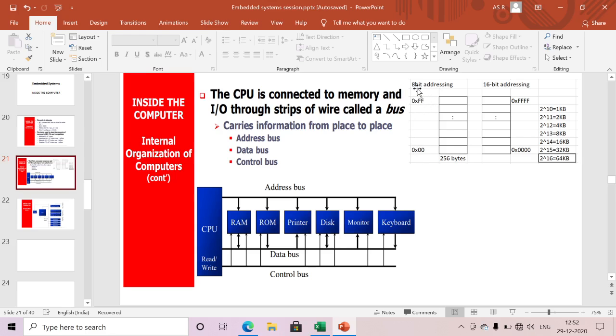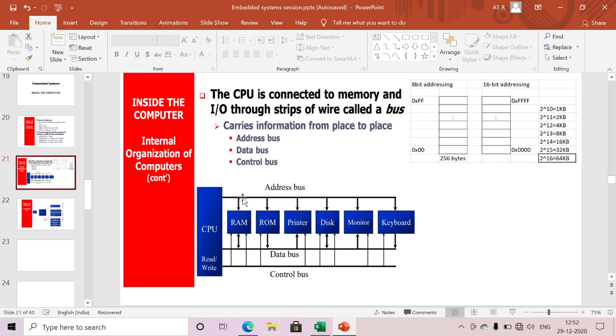2 power 8 means 256, so my locations are 256. This is a way we can identify how many locations are in this range. 256 locations, and in each location I am storing 1 byte in our CPU. That's why 256 bytes. For example, if we have 8-bit addressing, we can store up to 256 bytes.